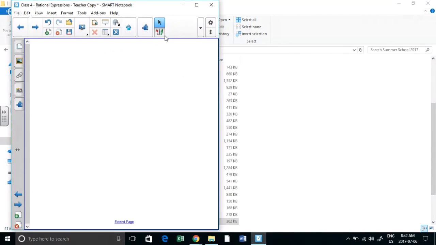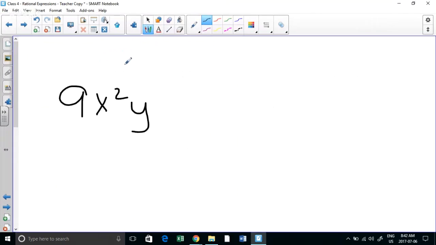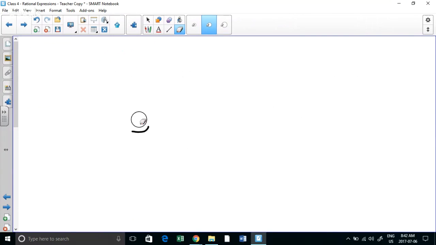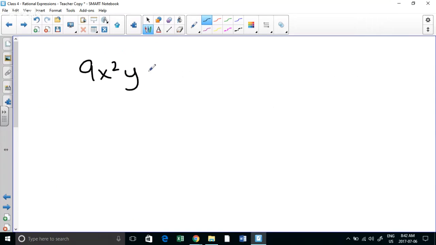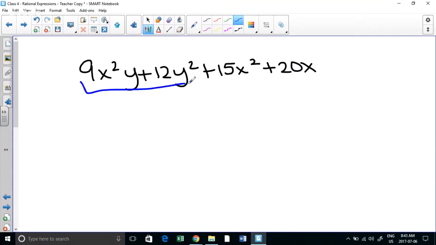All right, let's try this again. So here we have 9x squared y plus 12y squared plus 15x squared plus 20x. So again, this is grouping. Take each group and we factor out what we can.